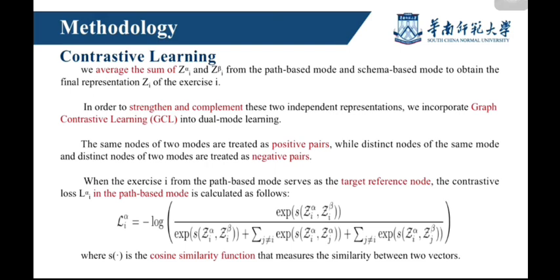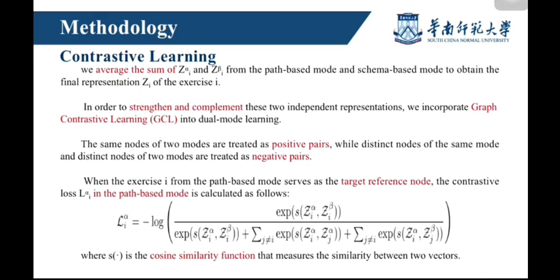We average the sum of two exercise representations from the path-based mode and schema-based mode to obtain the final representation of the exercise. In order to strengthen and complement these two independent representations, we incorporate graph contrastive learning into dual-mode learning. The same nodes of two modes are treated as positive pairs, while distinct nodes of the same mode and distinct nodes of two modes are treated as negative pairs.